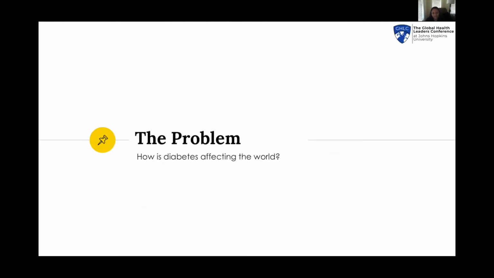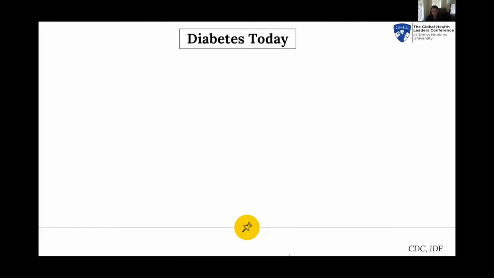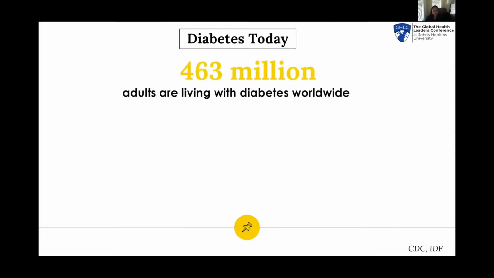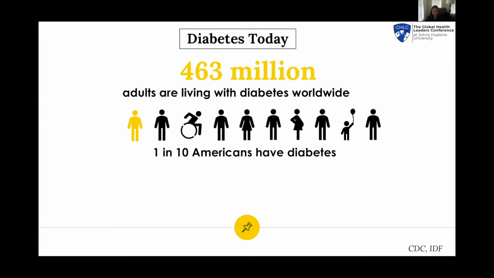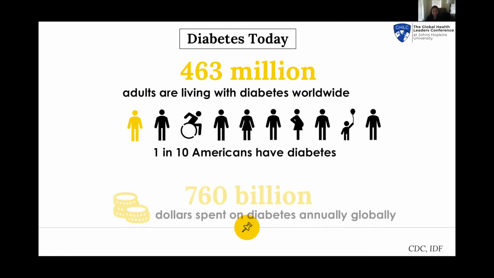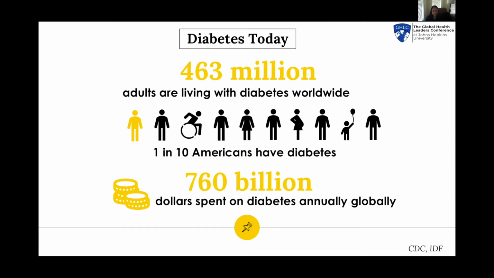So now that we've had an introduction to diabetes, I want to introduce the problem that diabetes poses to the world. So here are some statistics related to diabetes that affect the world currently. There are 463 million adults living with diabetes in the world, which is 1 in every 11 people. A lot of these people are undiagnosed, especially those from poorer countries. Currently, in the United States, 1 in 10 Americans are diabetic or pre-diabetic. And each year, over $760 billion is spent on diabetes annually.